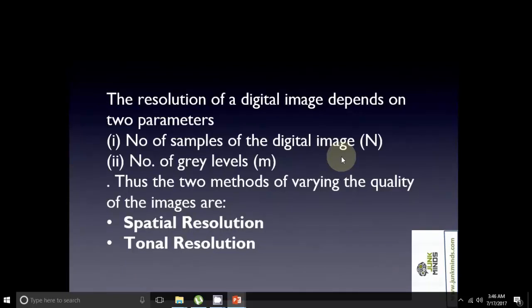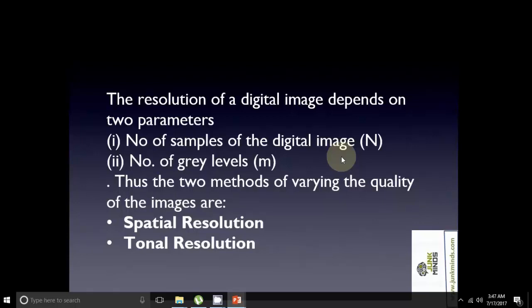Now, the resolution of a digital image always depends upon two different parameters. The first one is the number of samples of the digital image, and the second one is the number of gray levels. The number of samples of the digital image is nothing but sampling. And when I talk about the number of gray levels, it refers to the process of quantization. Thus, the two methods of varying the quality of the images are spatial resolution and tonal resolution.